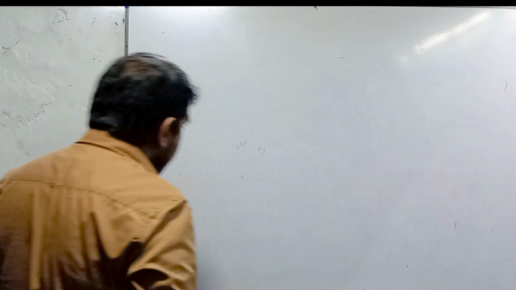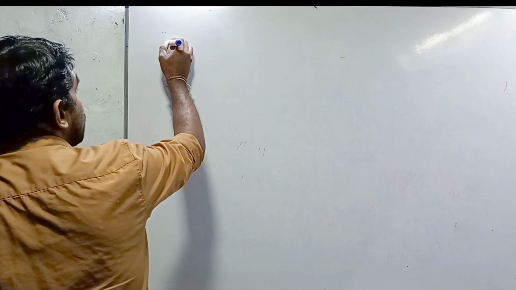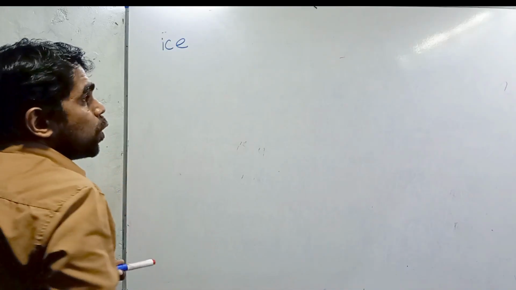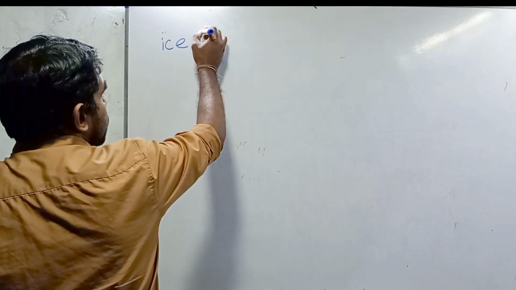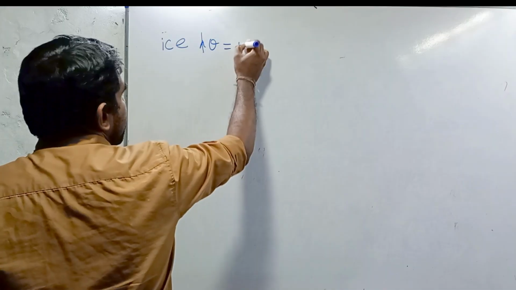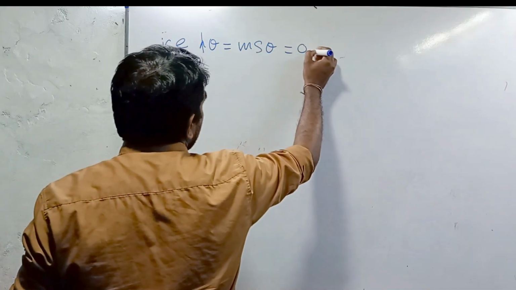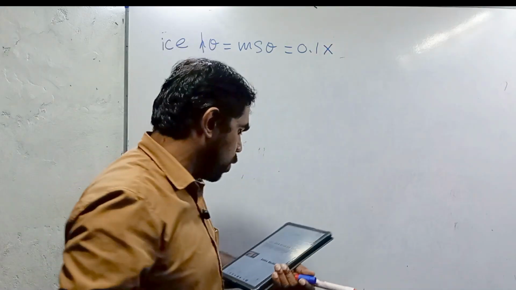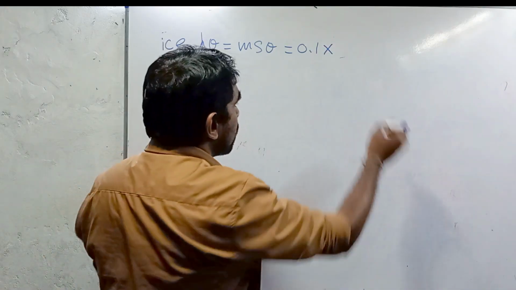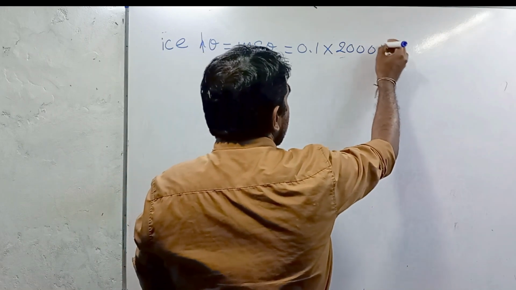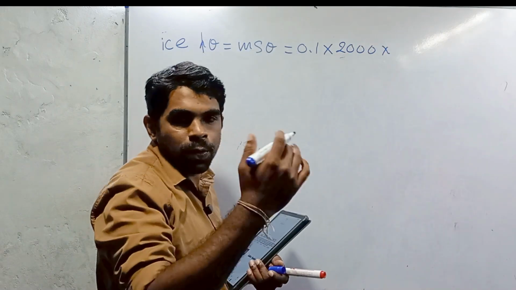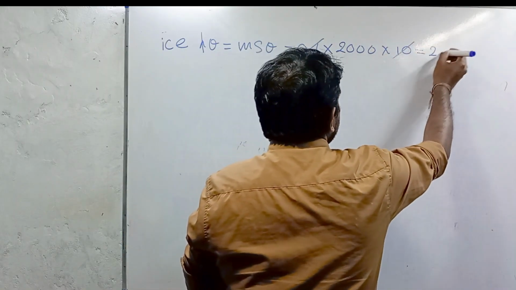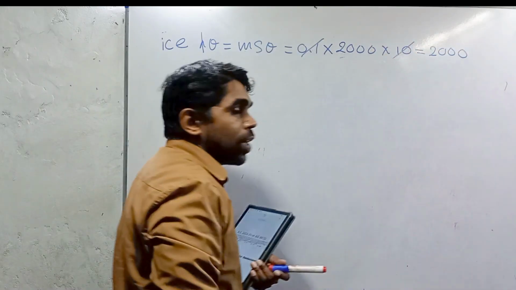I will calculate the heat absorbed by the ice to increase its temperature. It is m s theta. Mass 0.1, 100 gram means 0.1. Specific heat capacity of ice 2 into 10 to the power 3, it is 2000. Temperature difference, minus 10 to 0, it is 10. Then we can obtain 2000 joules.